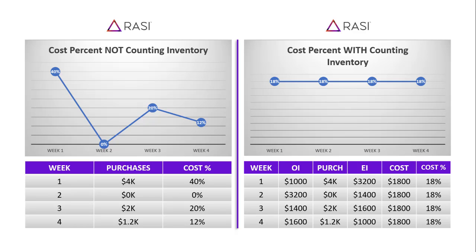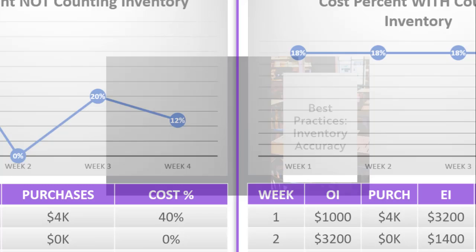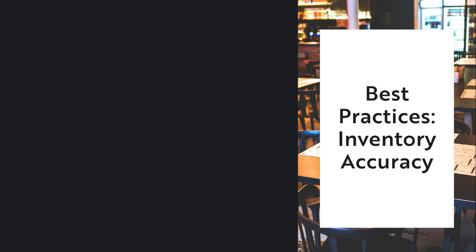And so our costs aren't based off of heavy or light purchase weeks. This now enables you to actually see when there's a large fluctuation based on waste or theft or anything of the sort, because you've got a more stable baseline to judge from, right? If you look at the left-hand side, you're not going to be able to tell when there are heavy fluctuations because it's already fluctuating so much. So again, this is one of the reasons why we think it is so incredibly important to be counting your inventory. And on that note, let's talk about best practices for counting inventory and getting it accurate.